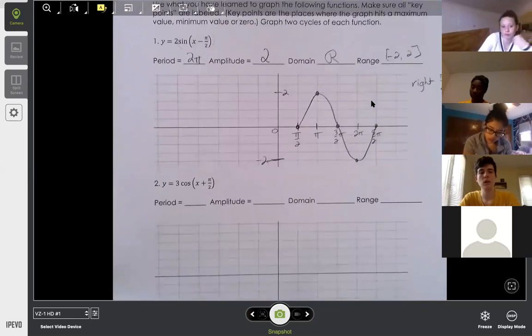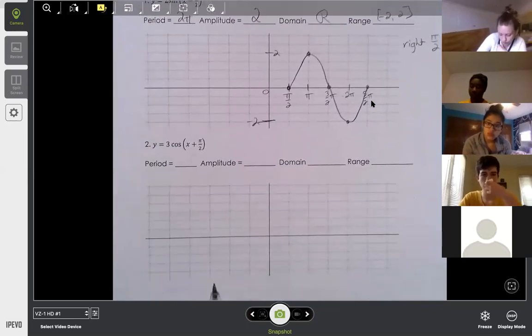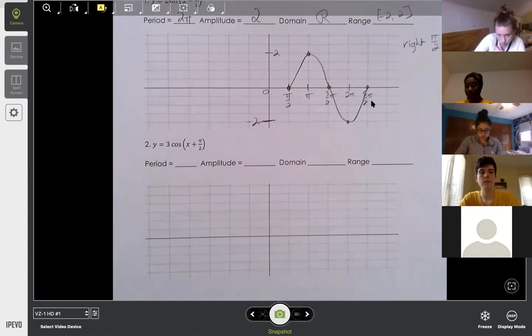All right. Let's try the next one: 3 cosine of x plus pi over 2. Why don't you guys try this one? I'll give you a minute to see about graphing this one.